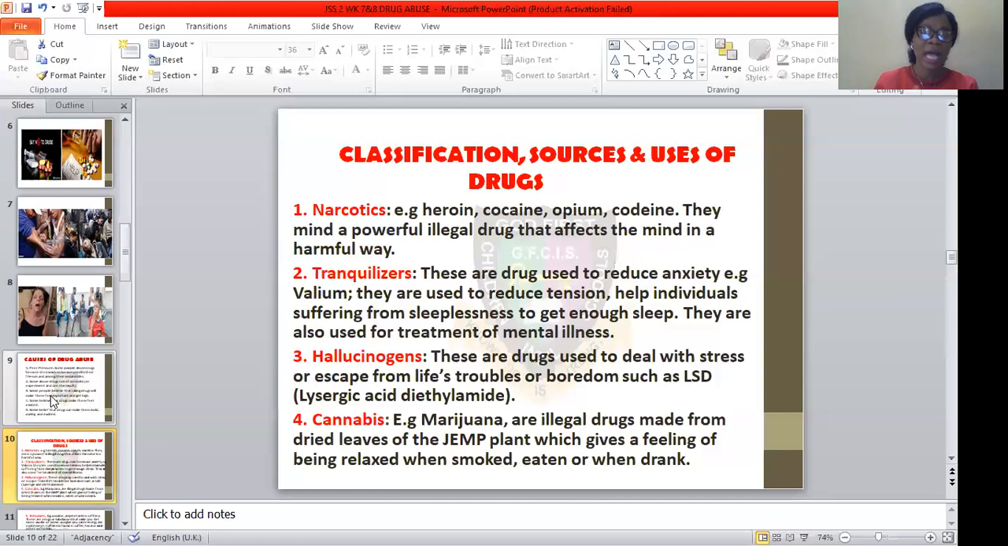The third one is hallucinogens. These are drugs used to deal with stress or escape from life troubles or boredom. Example is the LSD, lysergic acid diethylamide. Once you use this drug, you will notice that you are less stressed, you are calm, you will not be thinking of what is happening in the society.